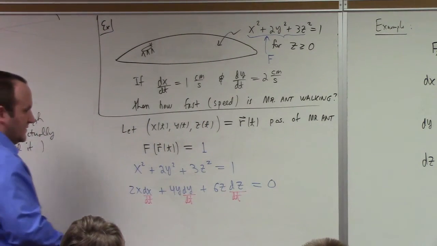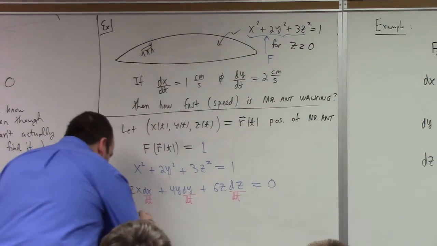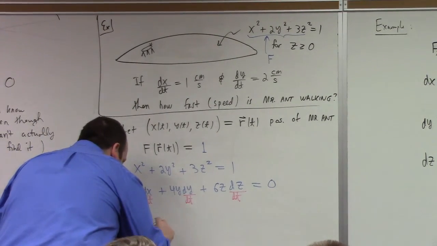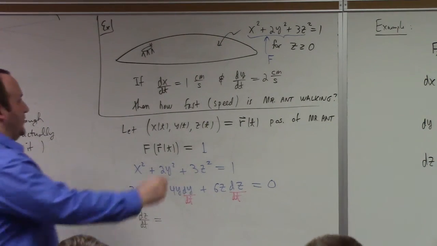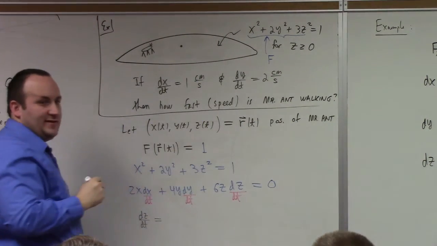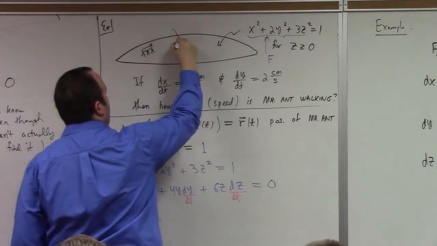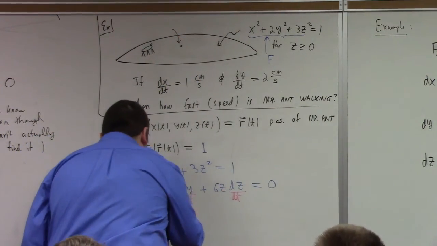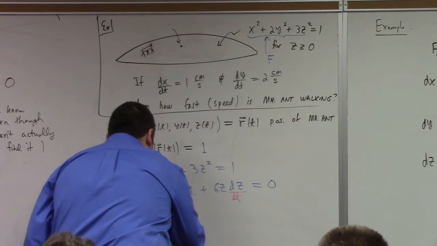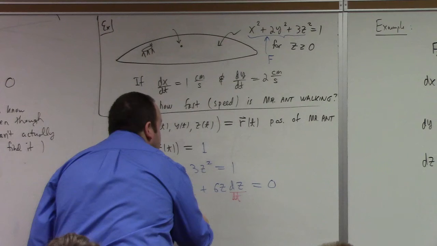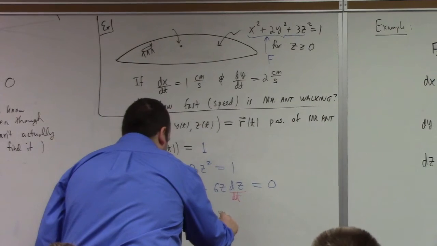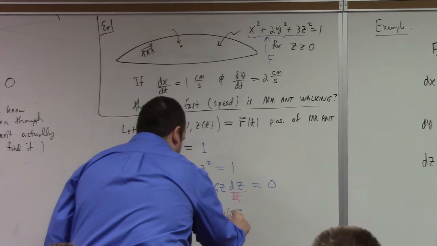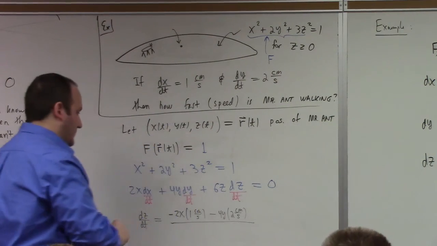But okay, so you can solve for dz/dt. What is dz/dt? Oh, I see I've forgotten something, which is the point Mr. Ant was at, right? What point do we want to put him at? Let's leave it symbolic since I'm almost out of time. So we get minus 2x times dx/dt, which is 1 centimeter per second, minus 4y times 2 centimeters per second, all divided by 6z.